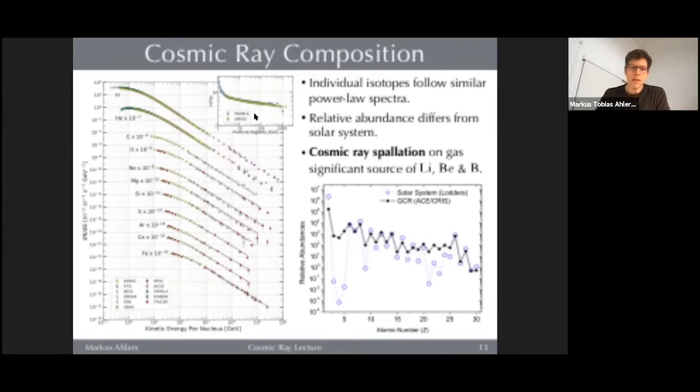If you compare the total abundance of cosmic rays derived from these measurements to that of the solar system, you observe the following. This is shown here in the lower right plot. I think we will also post the slides later on, so don't worry if you cannot see it now.